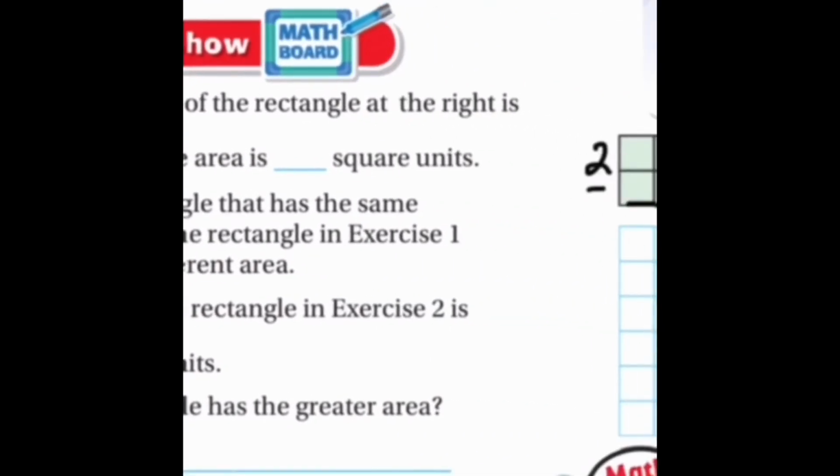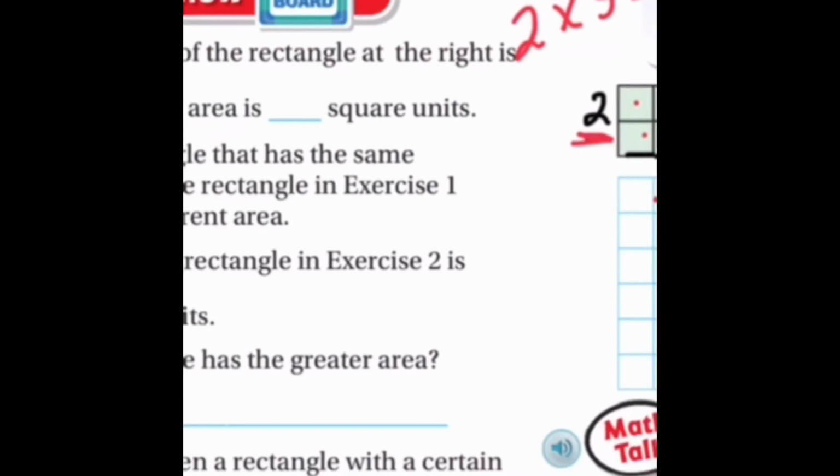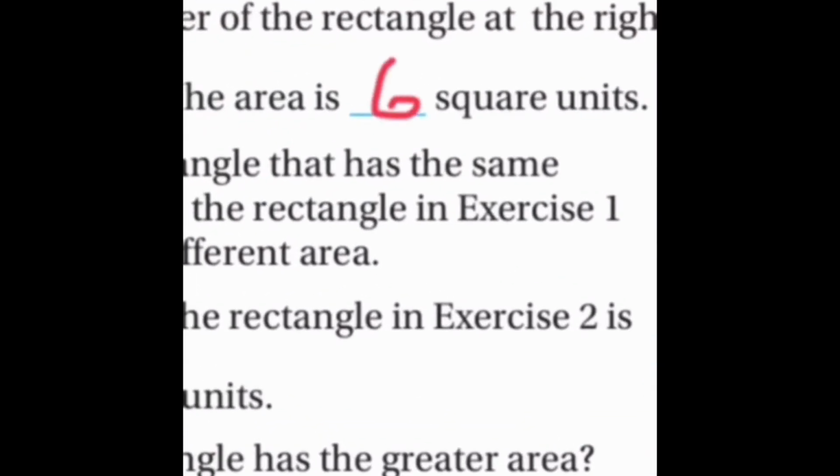To find the area, I multiply these two sides. 2 times 3, that equals 6. I can also count the squares, and there are 6 of them. So the area is 6 square units.